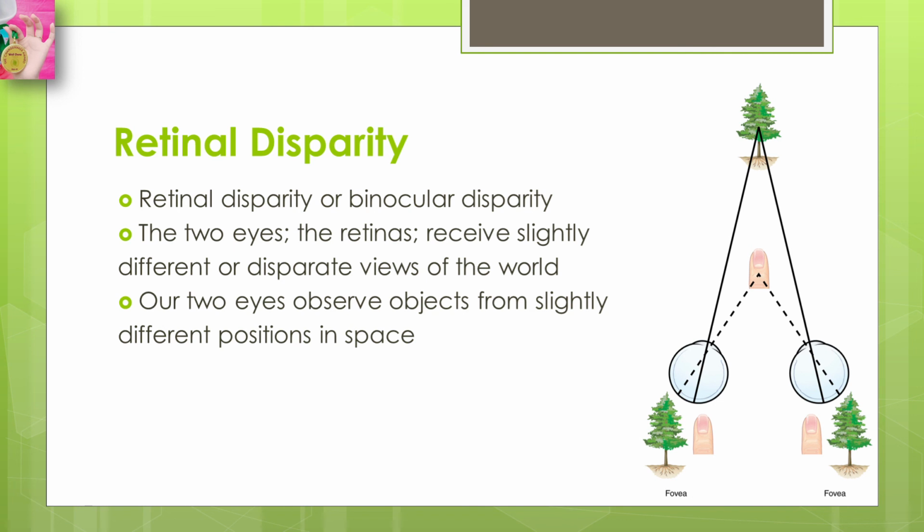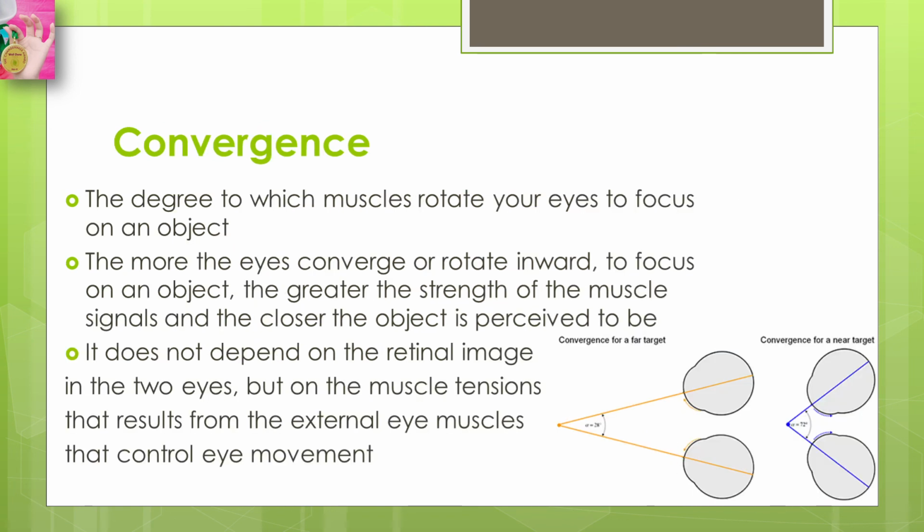The closer the object, the greater the retinal disparity. Retinal disparity is greater when an object is near you than when it is farther away from you. Certain cells in the visual cortex detect the degree of retinal disparity, which the brain uses to estimate the distance of an object focused on the retinas. Retinal disparity, which we have already discussed, the next topic we'll be discussing is convergence.